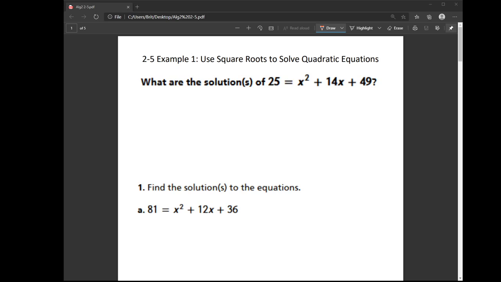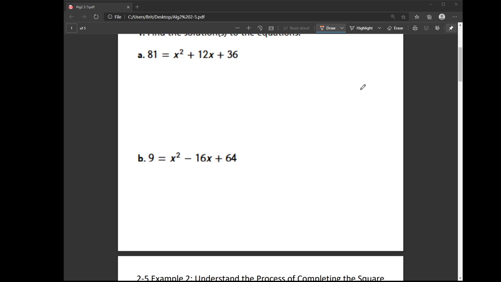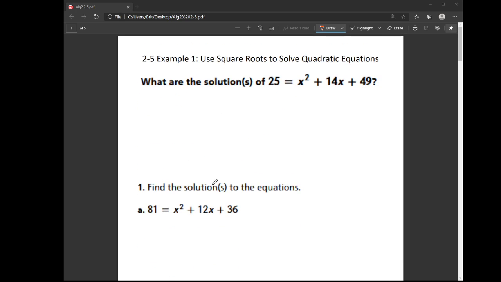In this video, I'm covering example 1 from section 2-5 in the SavvasRealize Algebra 2 textbook. So in this example, we are using square roots to help us solve quadratic equations. Now this is an interesting type of problem because in this example, all of the sub-examples involve using what's called a perfect square trinomial.